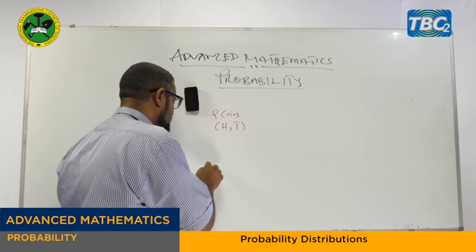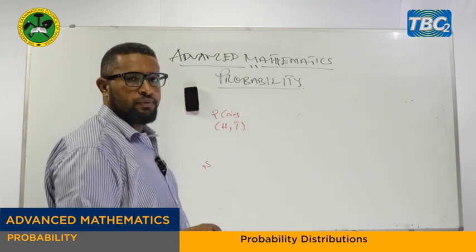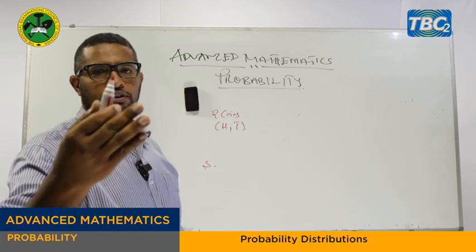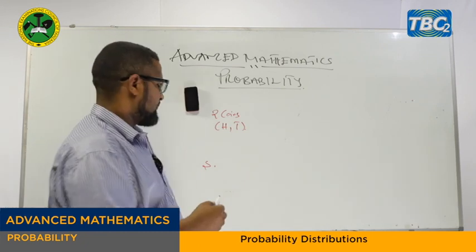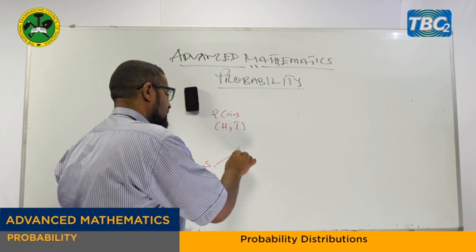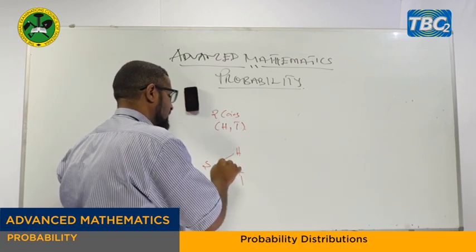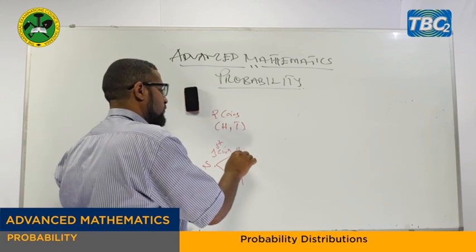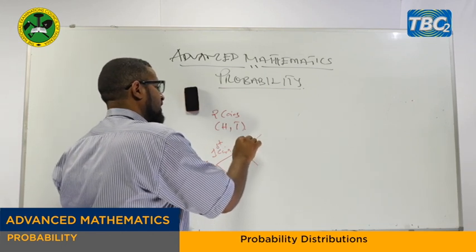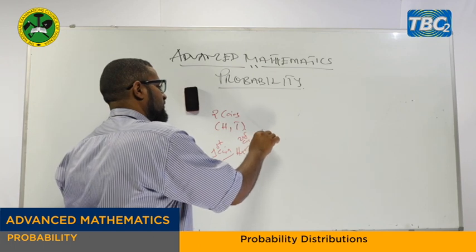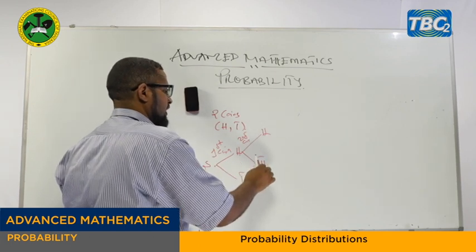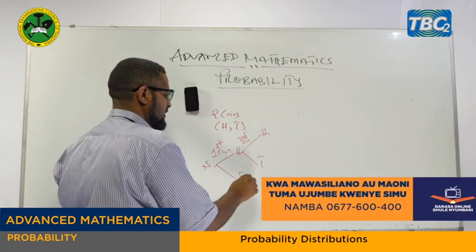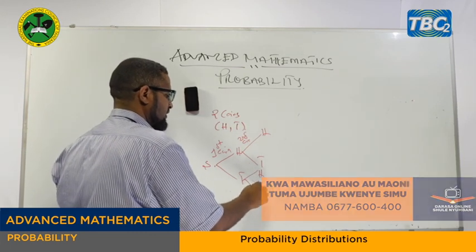Now you need to use a tree diagram. A tree diagram is a very easy method to show the number of elements. So we'll be having head and tail in the first coin. Also, for the second coin, we'll be having head and tail, and here also head and tail.